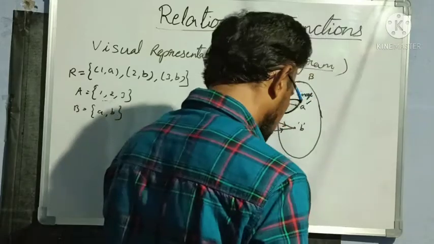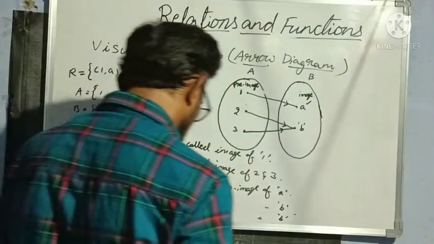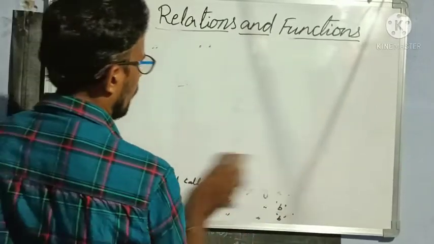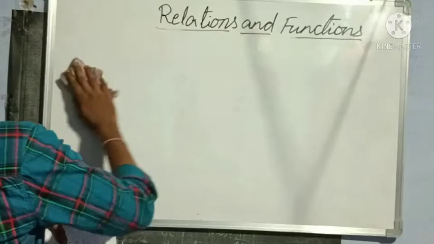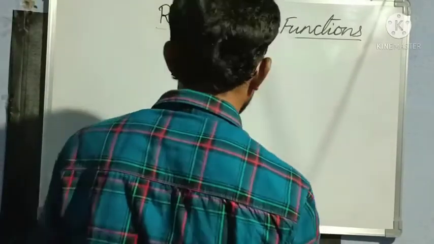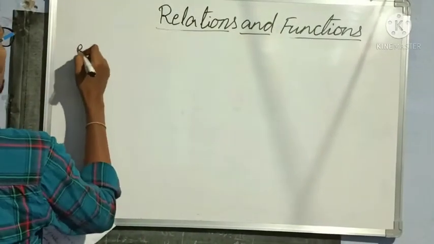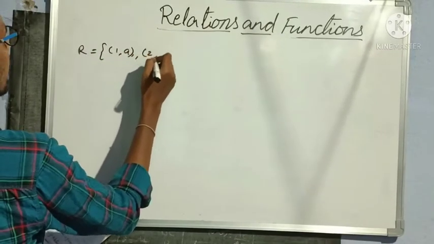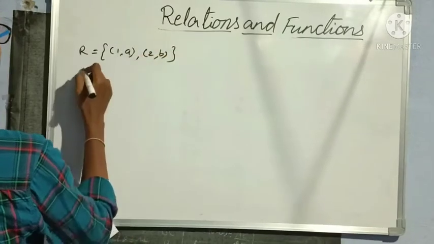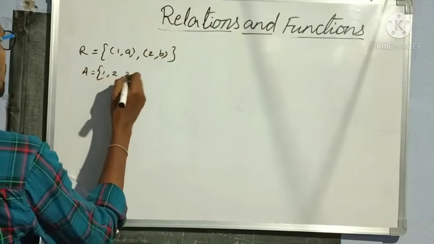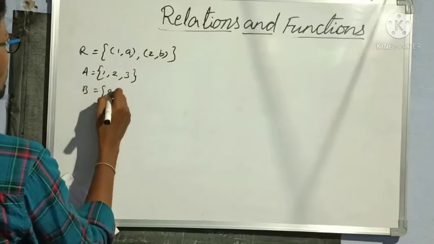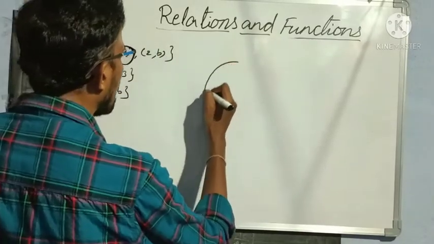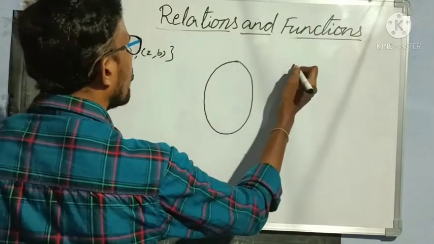Next concept, representation of relations. But let us understand one more case in this concept. Suppose my relation R is equal to, I am taking only two elements, that is (1, A) and (2, B). But in my set A, how many elements are there? 3 elements. In my set B, 2 elements. Then how to visualize this one now? Means, how to draw the arrow diagram of this? Let us see that also. That is a special case.